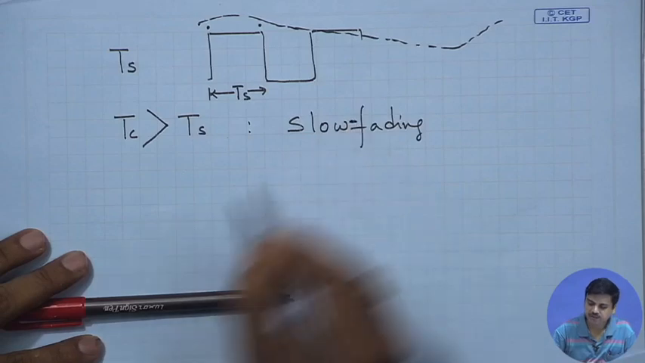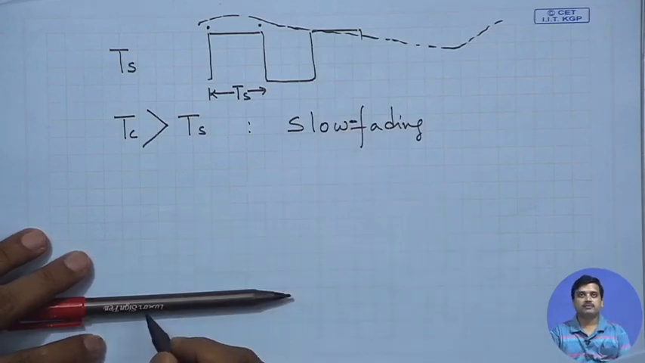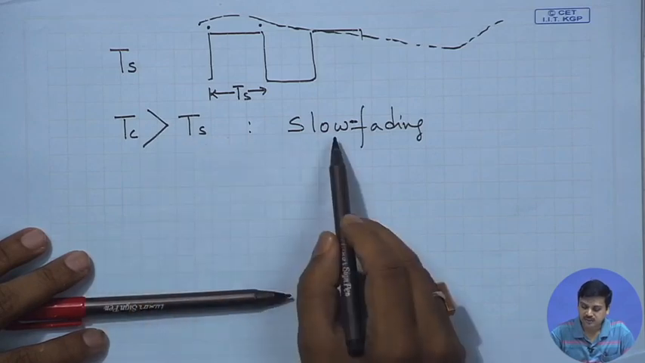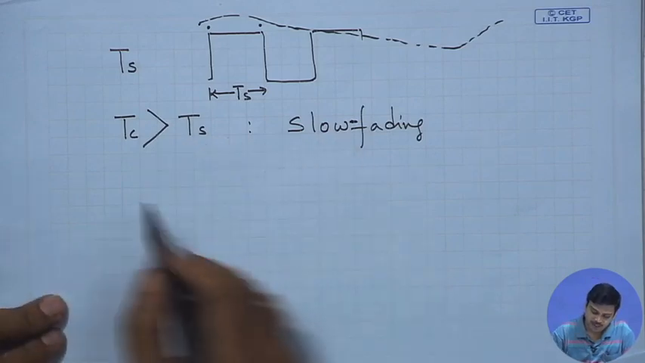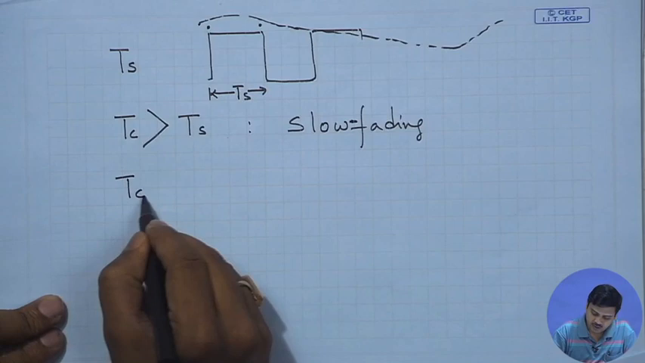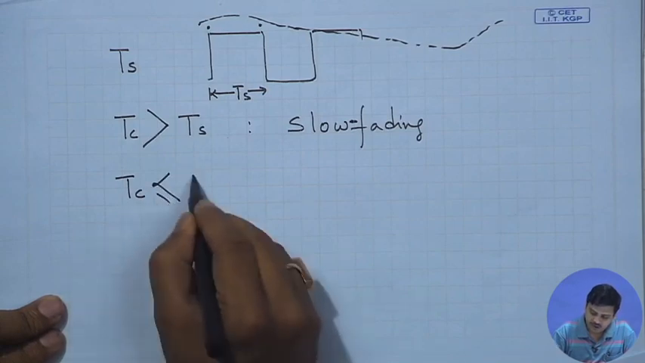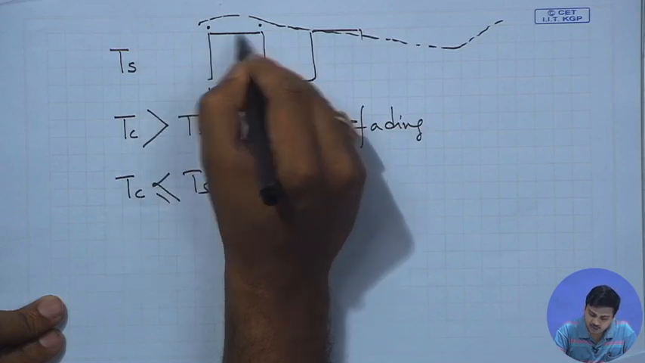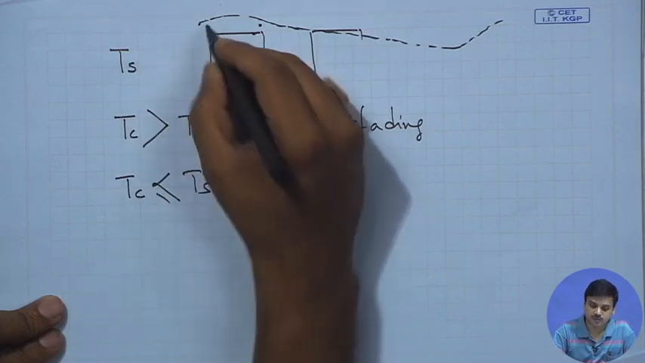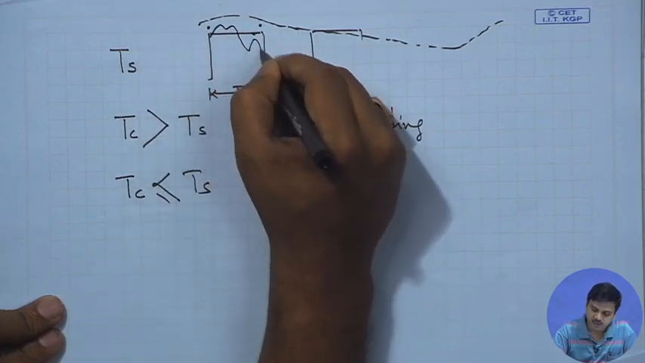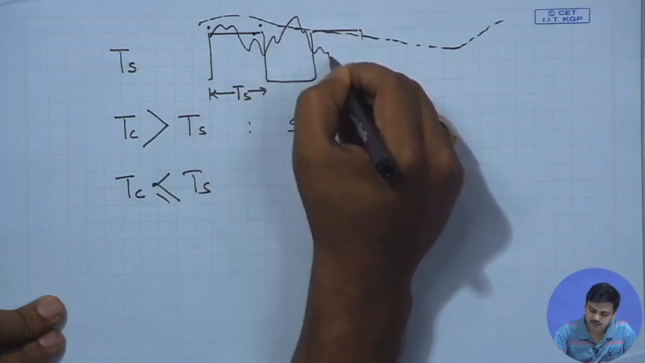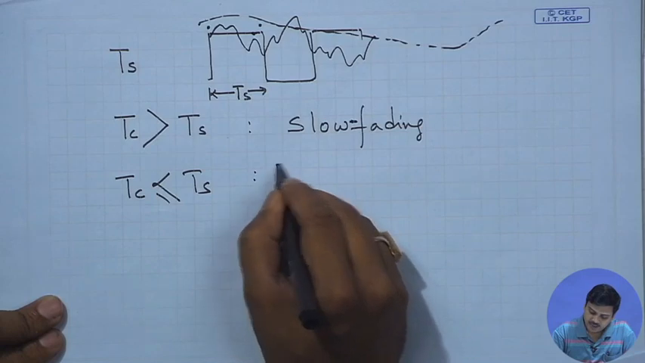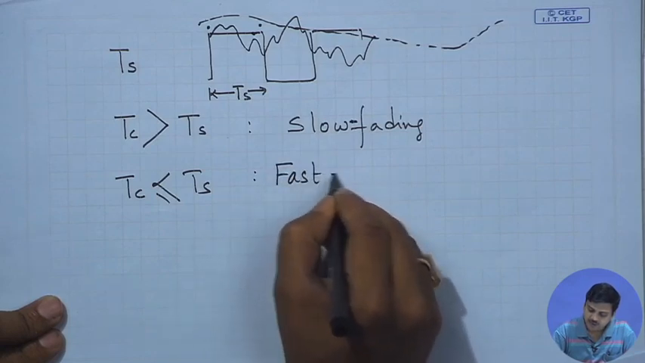We had identified the channel to be time selective. In time selective, if this is the condition, then we say it is a slow fading condition, whereas if coherence time is smaller than the symbol duration, that means the signal fluctuates even before the symbol is over. That means the channel is fluctuating like this. In that case, it is known as a fast fading situation.